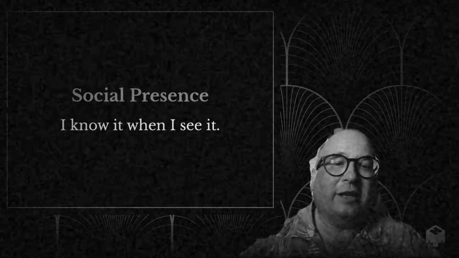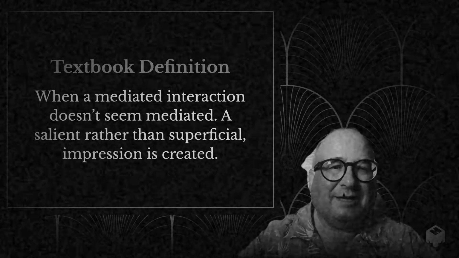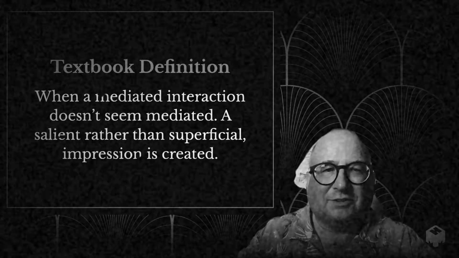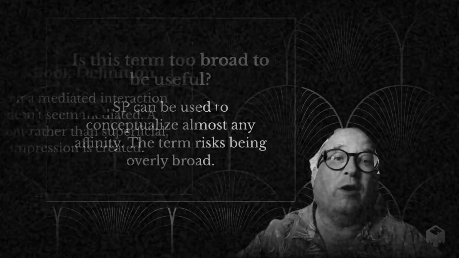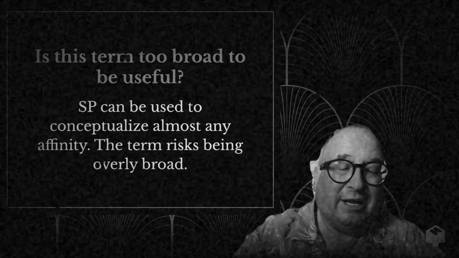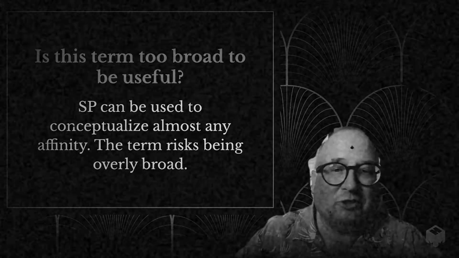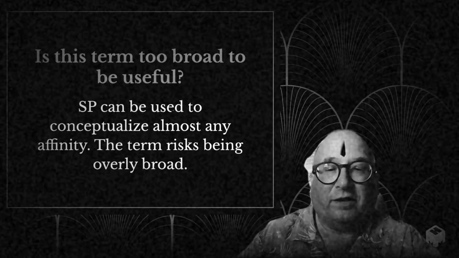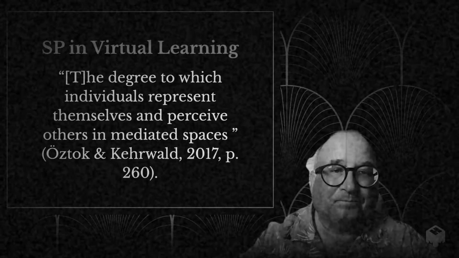And social presence, similarly, is overly broad. The textbook definition is when a mediated interaction doesn't seem mediated. A salient rather than superficial impression is created. So you have a deeper impression, a deeper bond. But as Oztek and Kehrwald point out, it can be used for almost any type of relationship, almost any affinity, and risks being overly broad. It has been used in the past in a whole bunch of different ways to look at a lot of different types of affections, of affinities, to the point where there's a question of how useful the term social presence is.